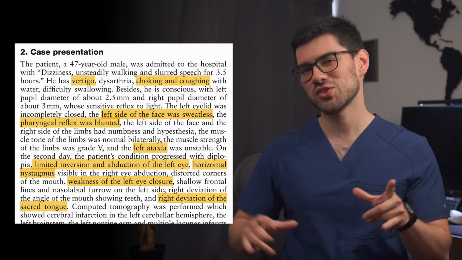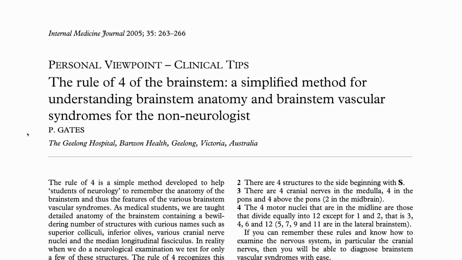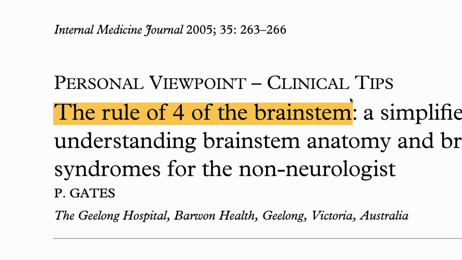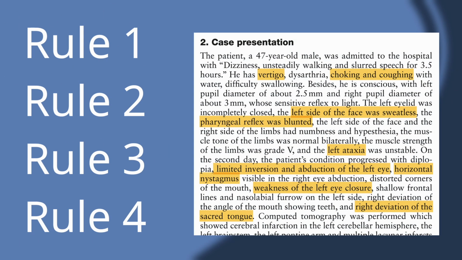But what if there was a way to simplify all of this? Well, for decades now there's been a mnemonic called the Rule of Fours. It was first published by Dr. Peter Gates in the Internal Medicine Journal, and it's incredible because just by memorizing 4 simple phrases, you can diagnose most major brainstem stroke syndromes just like this.